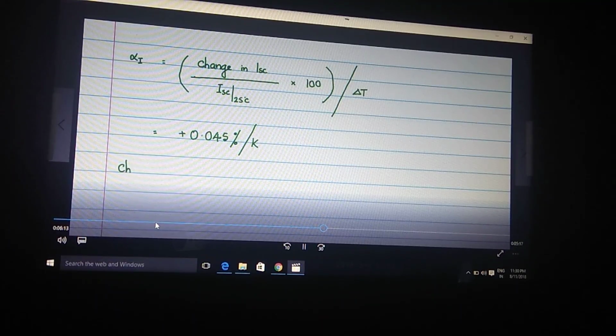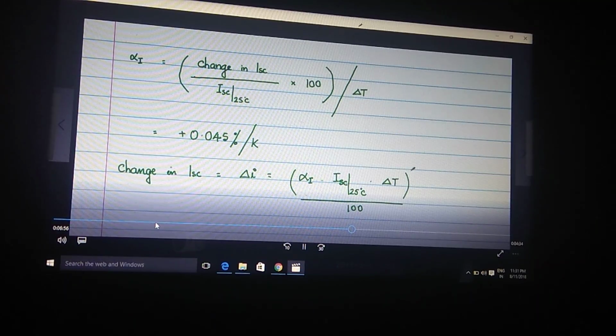Rearranging, the change in ISC, which we shall denote as delta I, is given as alpha I, the temperature coefficient of ISC, into the ISC at standard temperature of 25 degrees centigrade, into delta T, the change in temperature, divided by 100, in amps. So this would be the change in ISC.